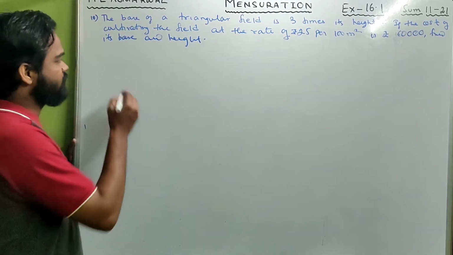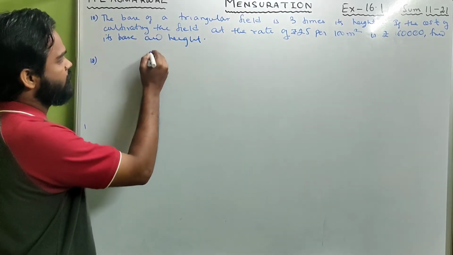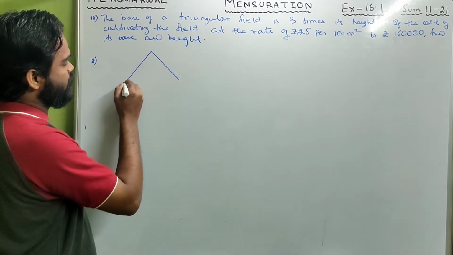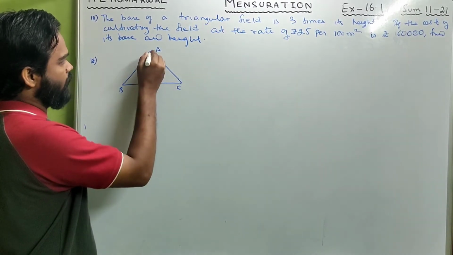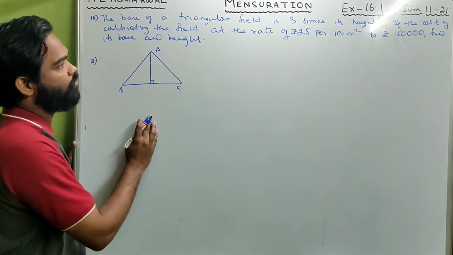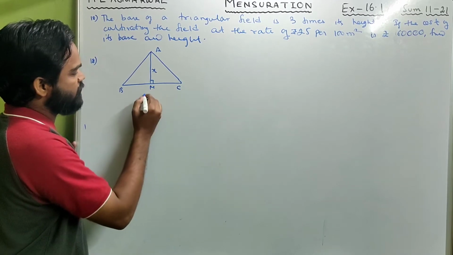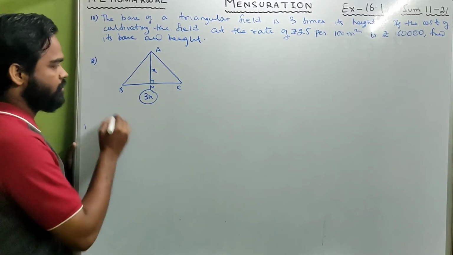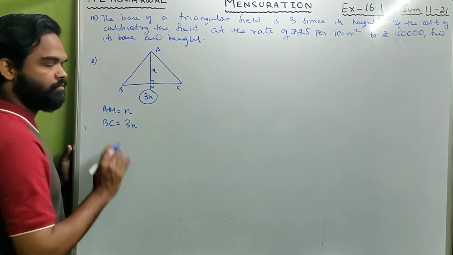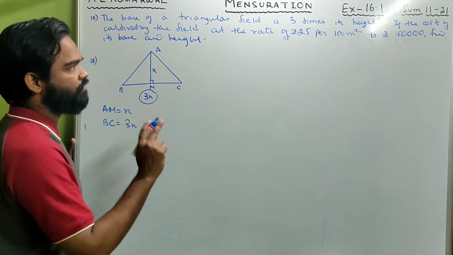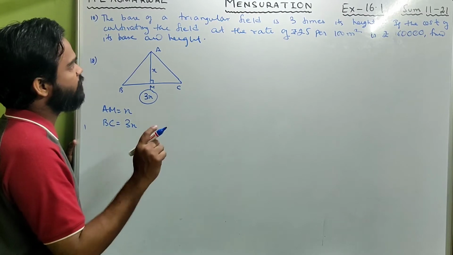Now look at sum number 18. The base of a triangular field is 3 times its height, which means if you take a triangle like this, suppose A, B, C, the height is, suppose this. So if this is x, suppose, then BC is 3x. Suppose AM is the height, which is x, therefore BC, the base, will be 3x. If the cost of cultivating the field at the rate of rupees 25 per 100 meters square is rupees 60,000, find its base and height.